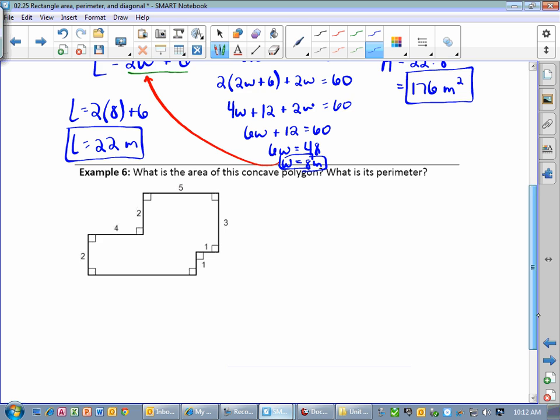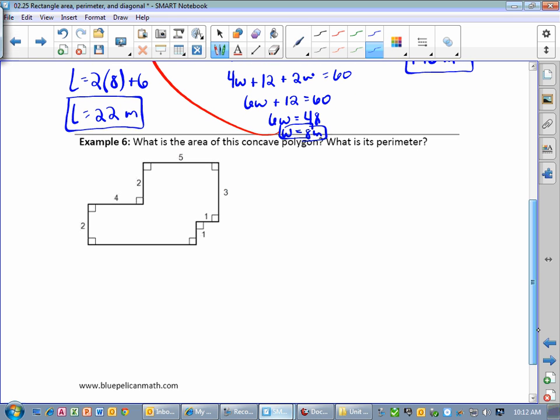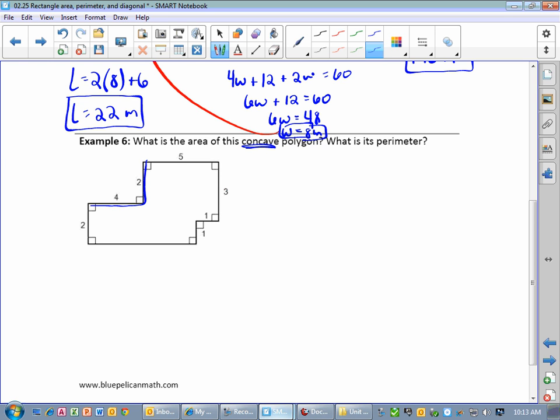And finally, example 6 is what is the area of this concave polygon and what is its perimeter? So don't let this word throw you off. Concave, we talked about that a while back. Concave versus convex, like a mirror, concave mirrors, they kind of bend in, right? So concave just means that the corner is inside of the figure. Whereas convex polygons all point out. So last time we dealt with convex polygons. For a concave polygon, though, there has to be some other way of doing it. There's no particular formula for a concave polygon.